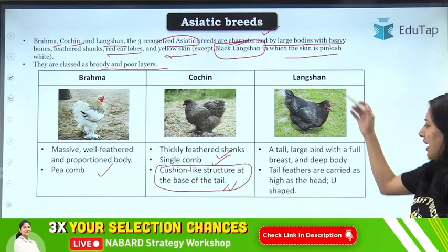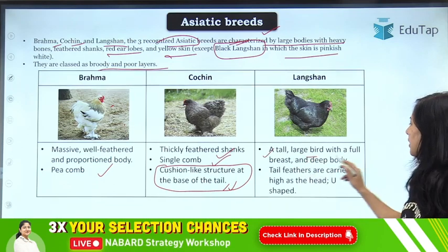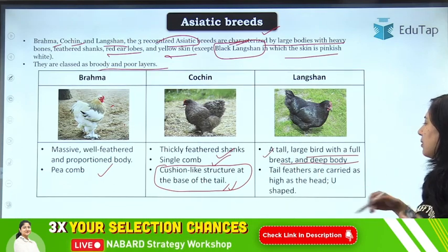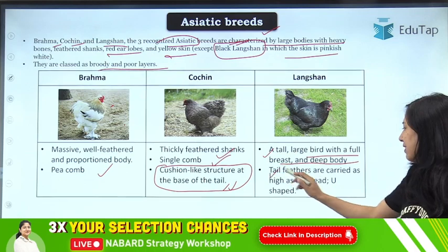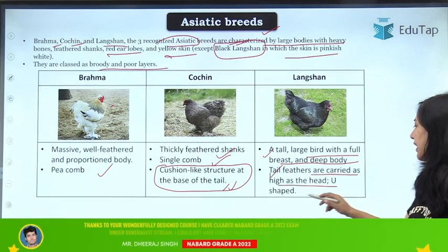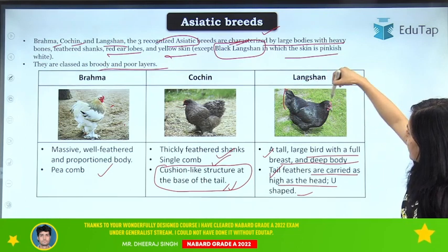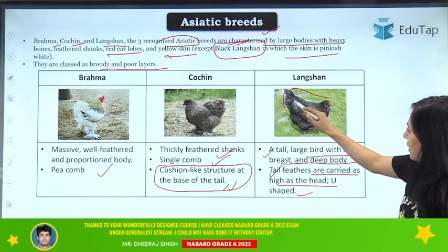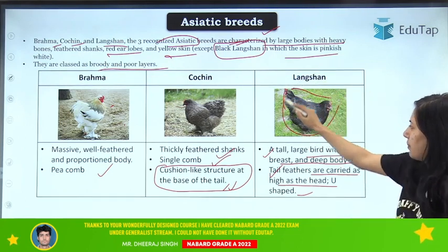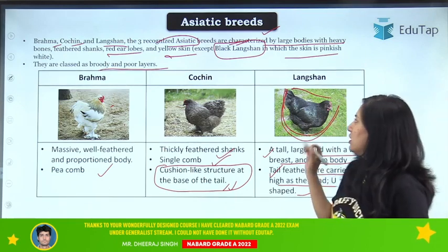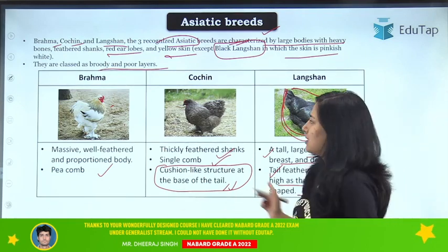Clear? Then we have Langshan. Langshan are tall birds with a full breast and deep body, and tail feathers are carried as high as the head, U-shaped. You can see that the tail feathers are carried as high as the head, and it is forming a U shape. Okay? So that was about the Langshan. Now I hope this is clear to you.